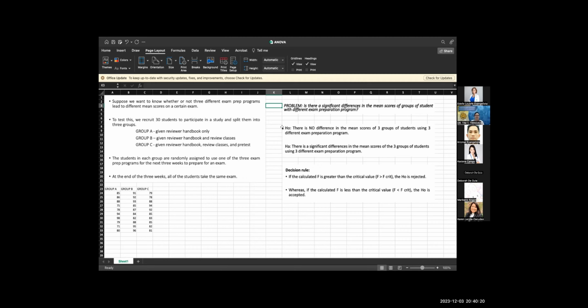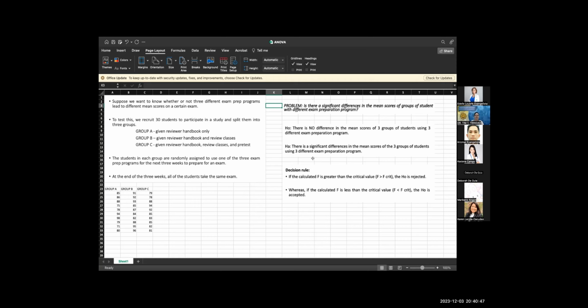So next is we have to state our hypothesis. As to our null hypothesis, there is no difference in the mean scores of three groups of students using three different exam preparation programs. Then as to our alternative hypothesis, there is a significant difference in the mean scores of three groups of students using three different exam preparation programs.